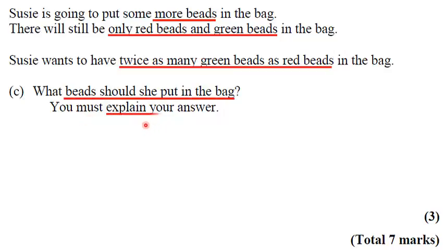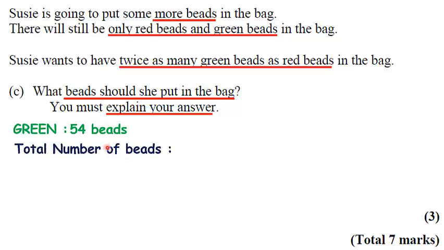Okay, so let's think about what we have so far. We know that there are green beads in the bag and red beads in the bag, and there are 54 green beads. Okay, so if there are 84 beads altogether, in terms of red beads, 84 take away 54, that means there are 30 red beads. Okay, there are 30 red beads, 54 green beads.